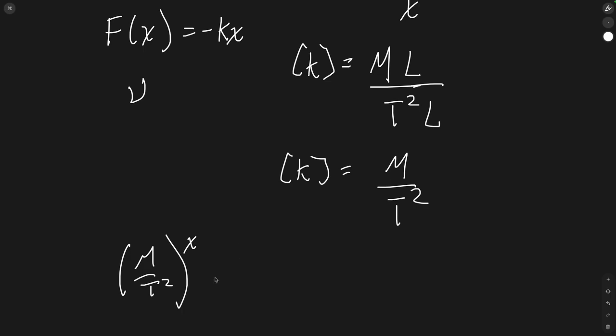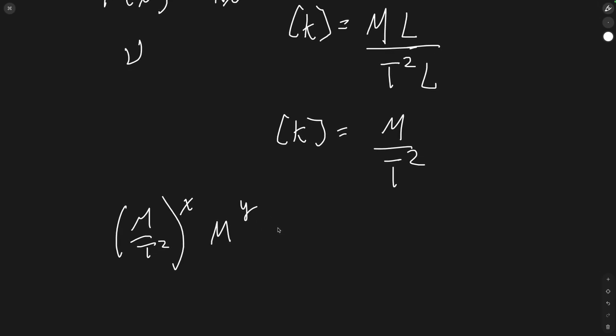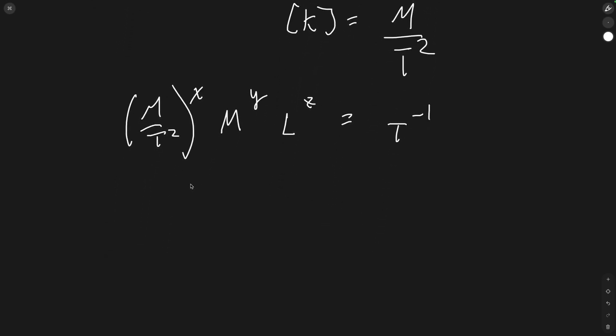This times m to the y power times position, L to the z power. We're going to need that to be, again, 1 over time, so I'll write t to the minus 1 power. Okay, so this says that if we multiply these two m's together, this is m to the x plus y.